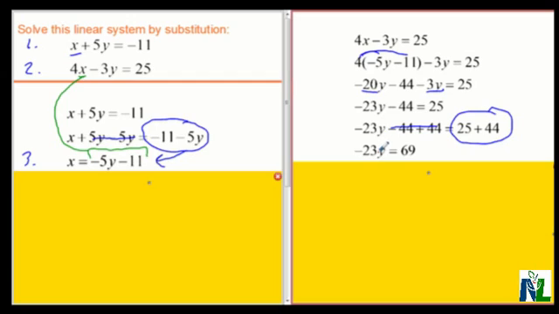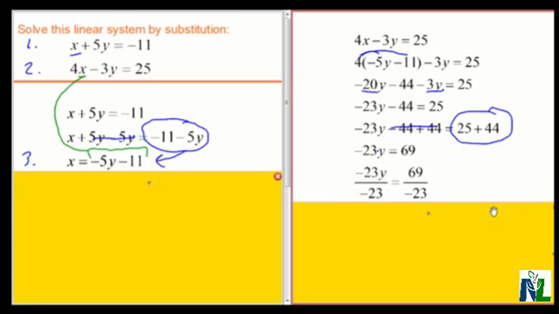Now, negative 23y means negative 23 times y. So to get y by itself on the left-hand side, I'm going to divide the left-hand side by negative 23. But because I divide the left-hand side by negative 23, I must also divide the right-hand side by negative 23. Negative 23 divided by negative 23 is 1. And 1 times y on the left-hand side will be just y. On the right-hand side, 69 divided by negative 23 is negative 3. So I get y equals negative 3.